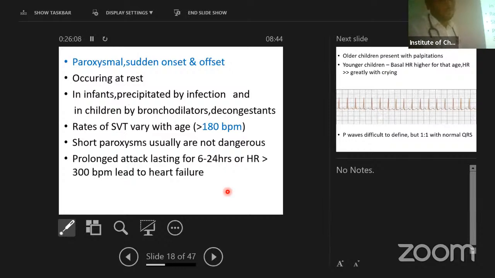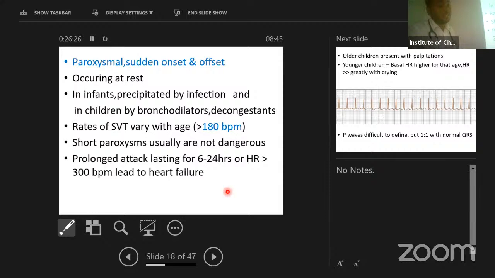It is paroxysmal, with sudden onset or offset. It is occasionally occurring at rest. In the infant, it is precipitated by infection, but in children, it is most commonly precipitated by bronchodilators or nasal decongestants.